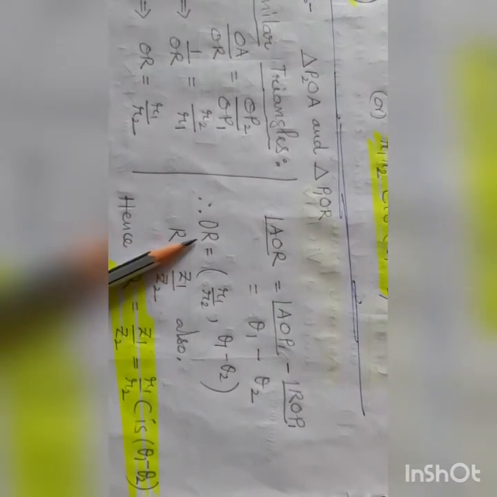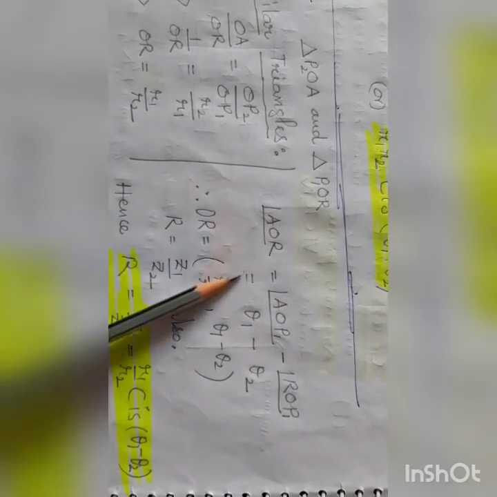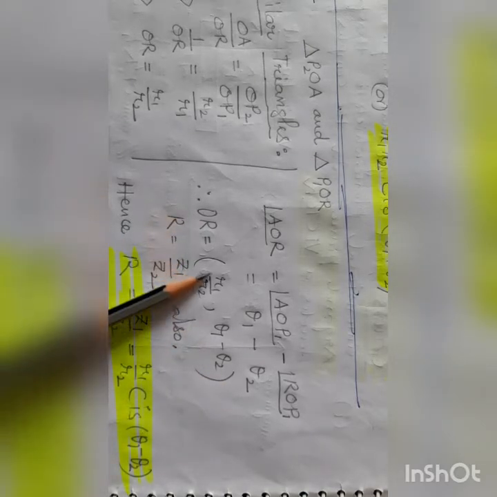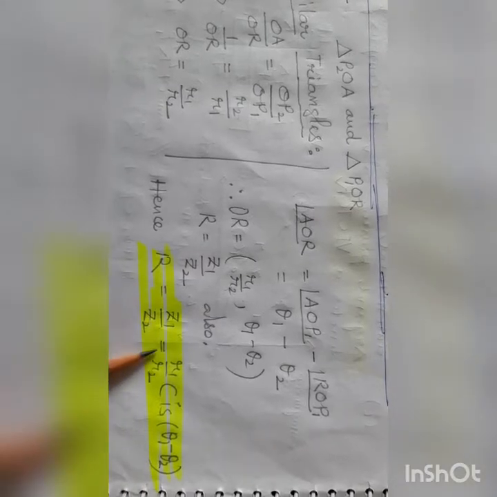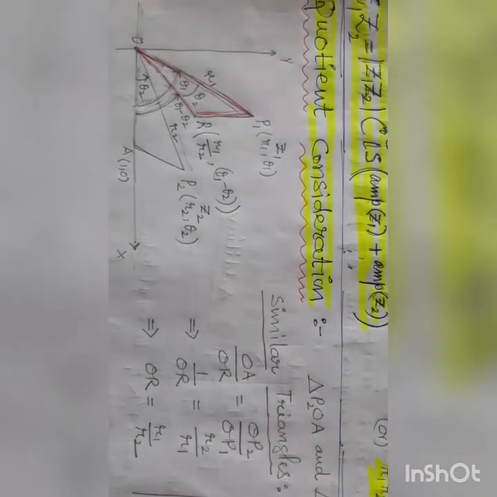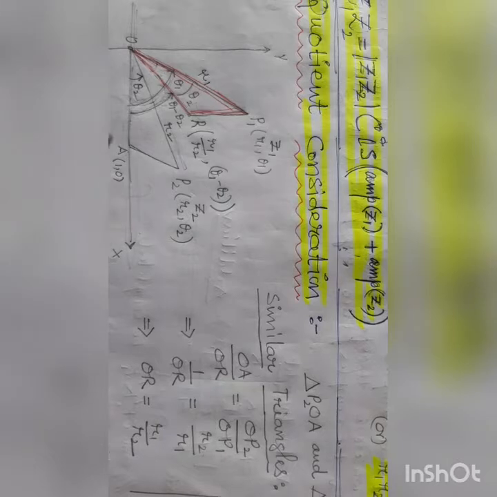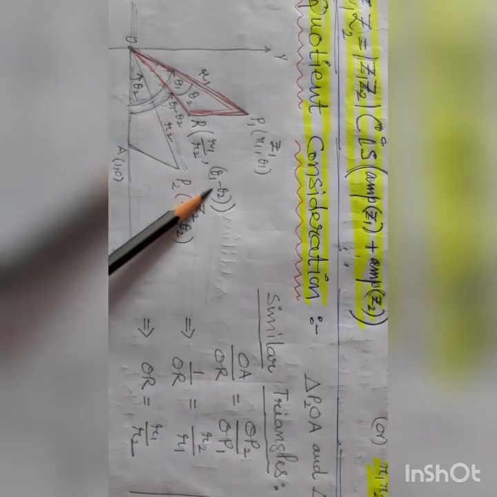And the amplitude we have found: the angle of OR equals theta 1 minus theta 2. And OR equals R1 by R2 comma theta 1 minus theta 2. R equals Z1 by Z2, that also we know. Hence, R equals Z1 by Z2 equals R1 by R2 cis of theta 1 minus theta 2. So separately we have found the OR modulus and separately we found the OR amplitude.